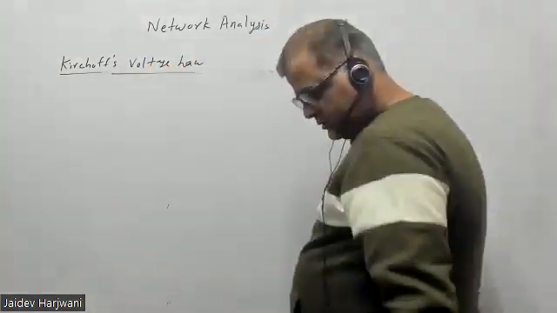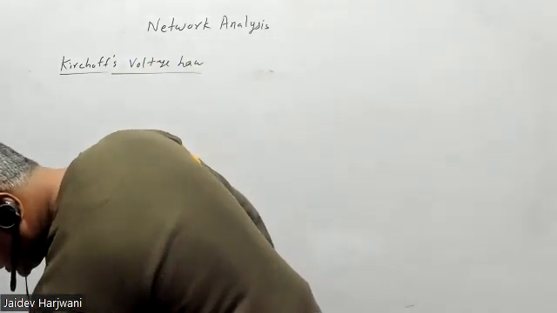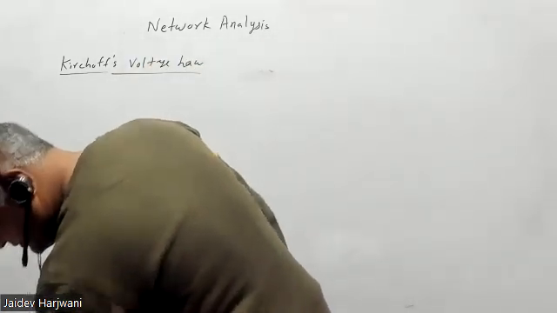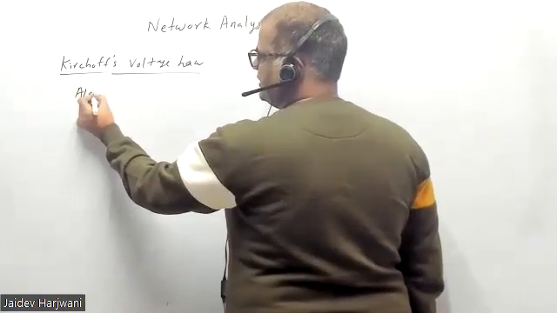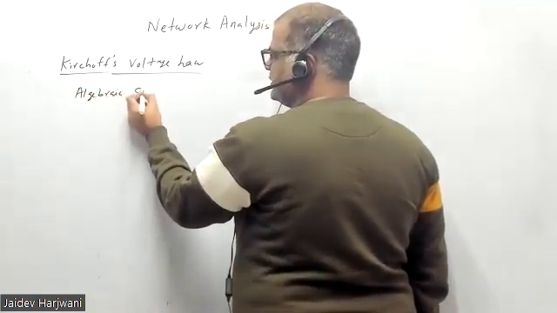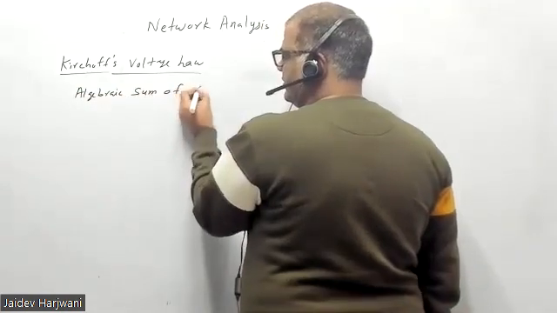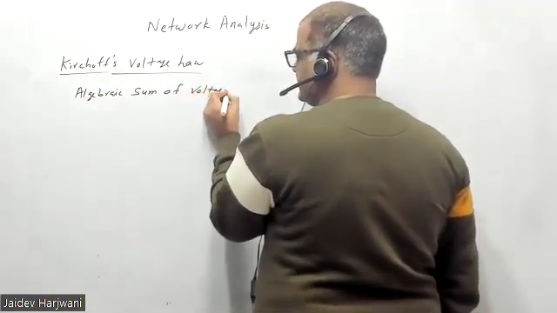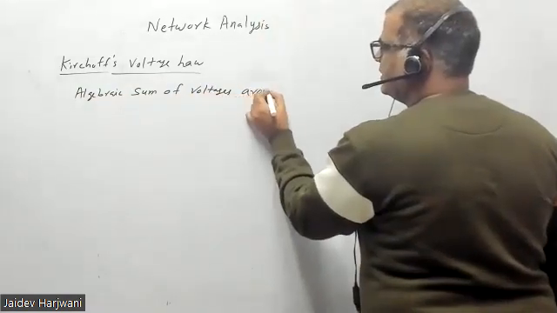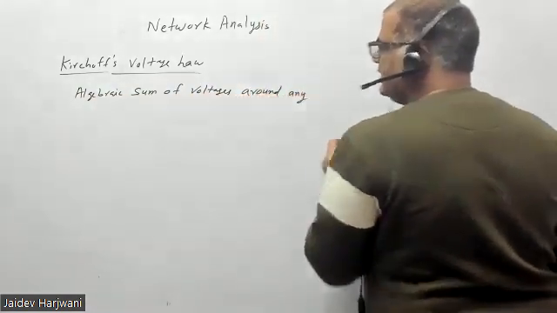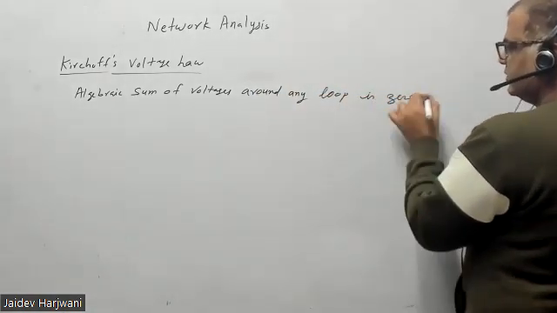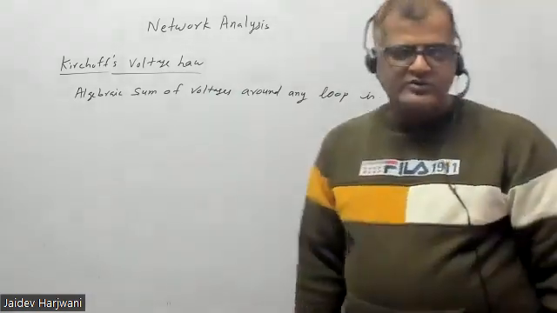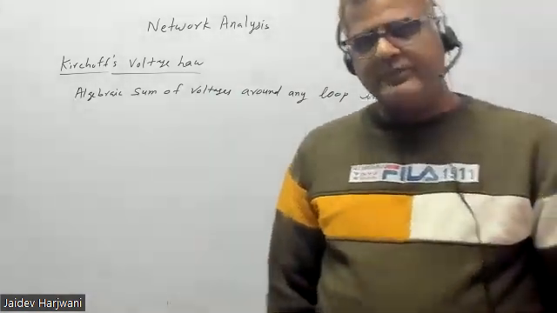Okay, so Kirchhoff's voltage law says that the algebraic sum of voltages around any closed loop is 0. If you sum all the voltages in a closed loop, their sum should be 0.